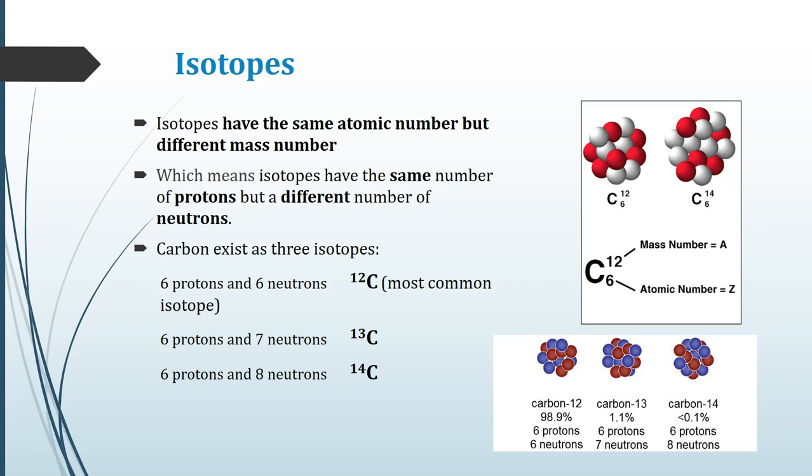So in the case of carbon, there are actually 3 common isotopes, and isotopes is the term that we give to something that has the same atomic number but a different mass number because they have a different number of neutrons. This is carbon-12, which is the most common. About 98.9% of all carbon in our universe is actually carbon-12.